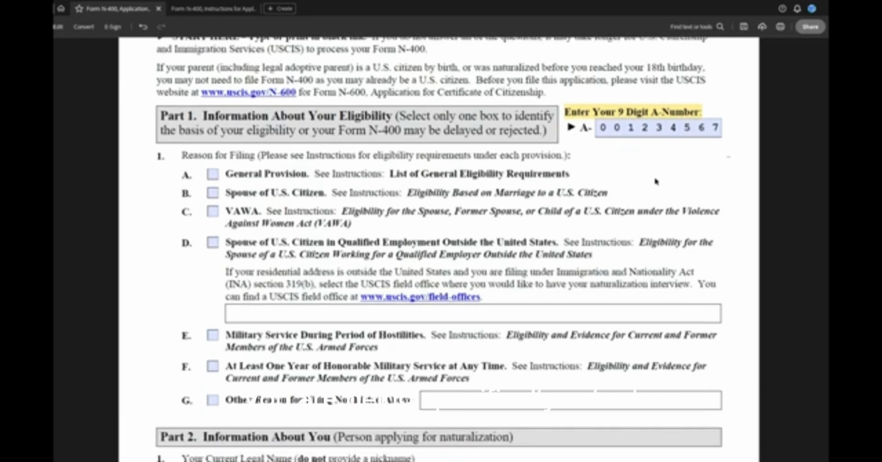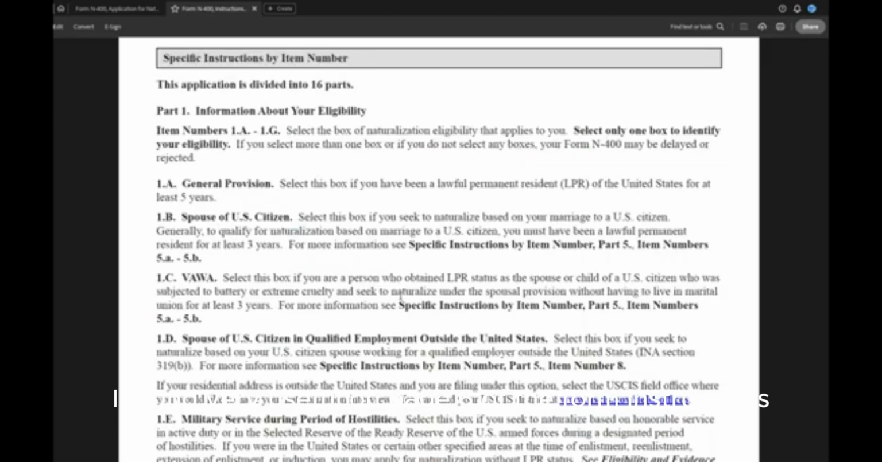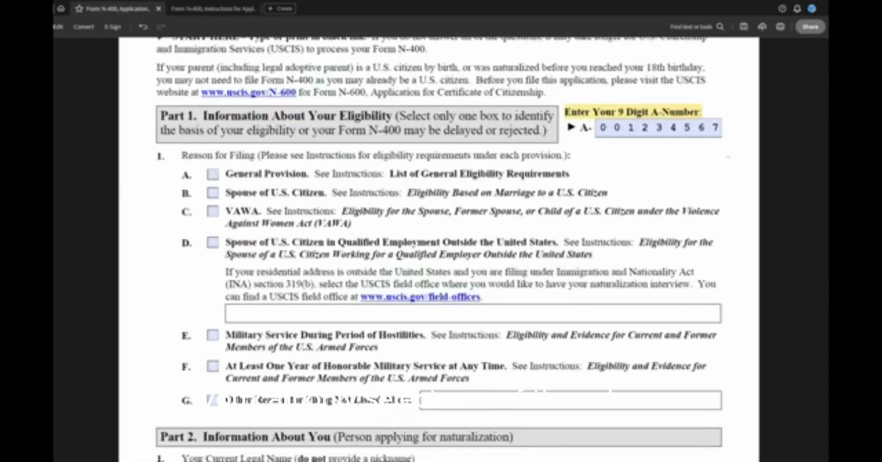Next, you are being specifically asked on what basis are you applying for naturalization. And you definitely want to review the form instructions for this form just so that you're not confused. The form instructions for this particular form I found very useful. On page 6 of the form instructions, they will tell you what to select for part 1 of this form. You can only select one of these boxes. Most applicants will select either 1A or 1B.